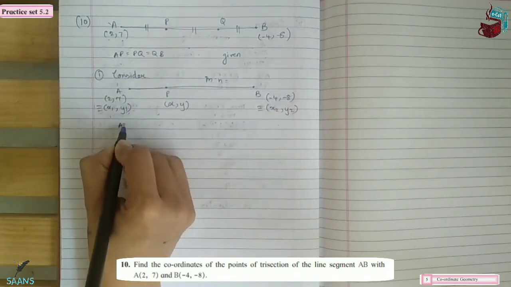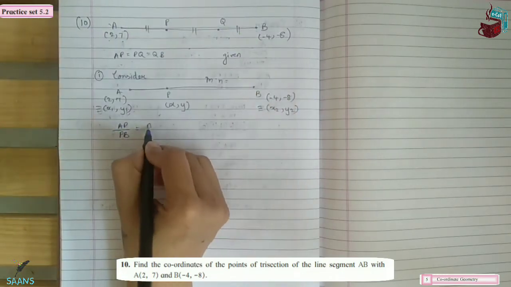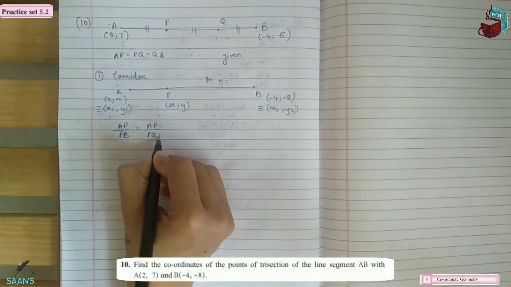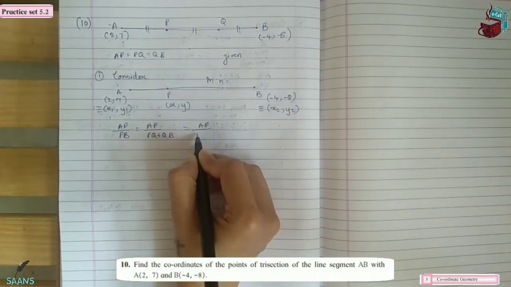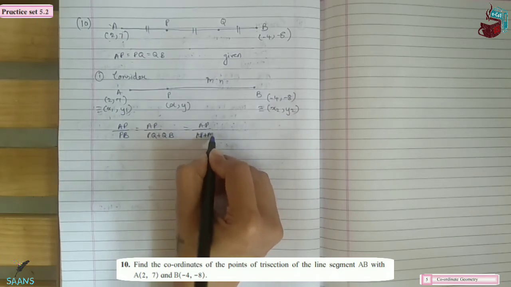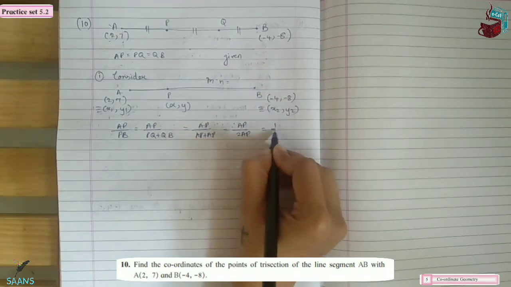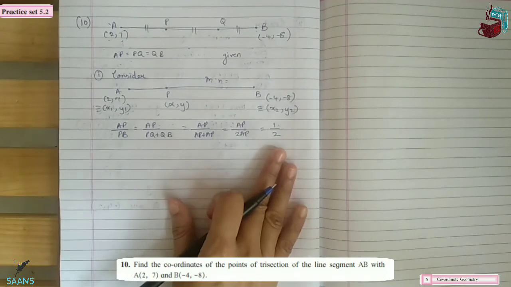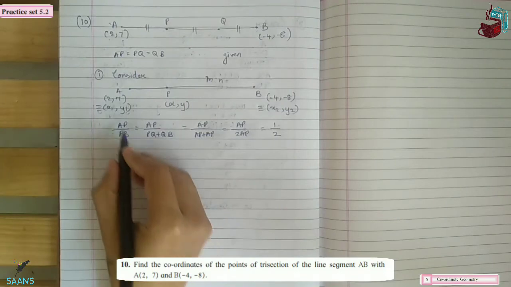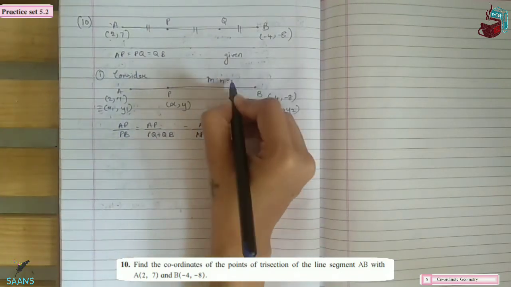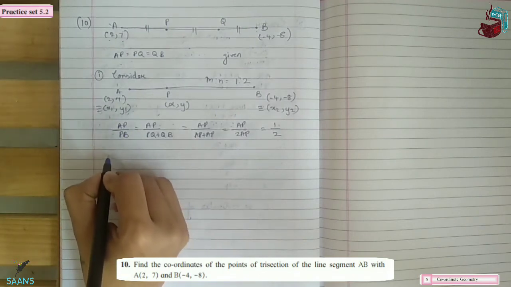How do we find it? AP upon PB. But AP upon PB is nothing but AP upon PQ plus QB, that is AP upon 2AP, that is 1 upon 2. So that is your particular sum. Now you know your ratio, your m is to n is 1 is to 2. Now we will find your x and y.